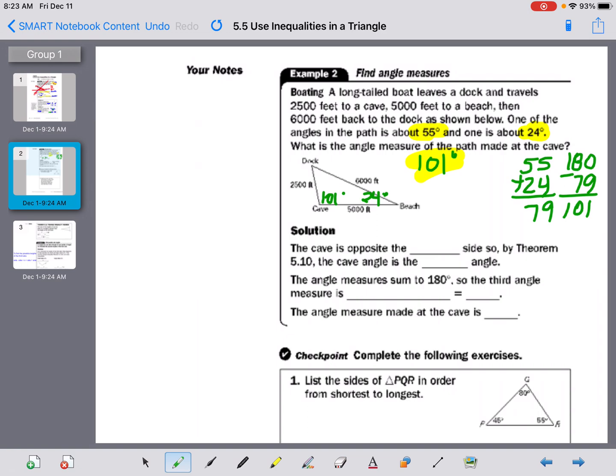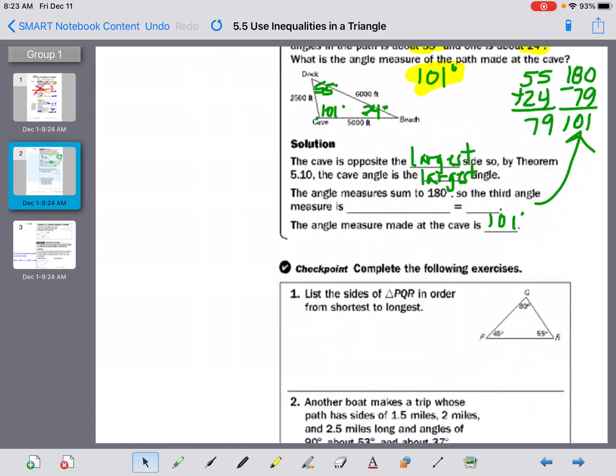And then my middle angle has to go with my middle side. 5,000 is the middle between those measurements, and 55 is the middle of my angles. So I place it in between. The question was, what's the angle measure of the path made at the cave, right? So right here at the cave, what is my angle? It's going to be 101 degrees, right? Because the cave is opposite the largest side, so the cave should be the largest angle, okay? And we got that with our measurements right there.